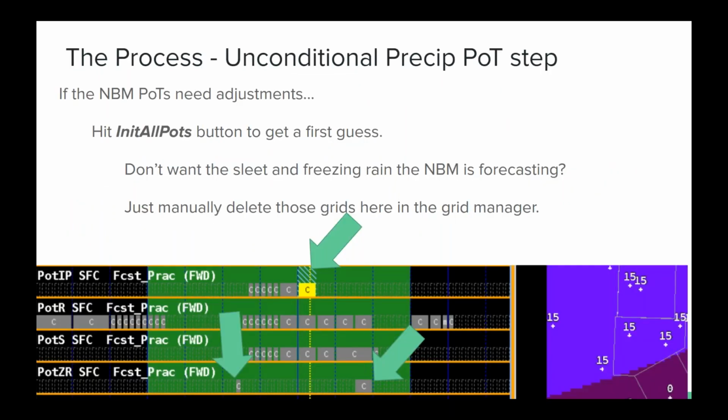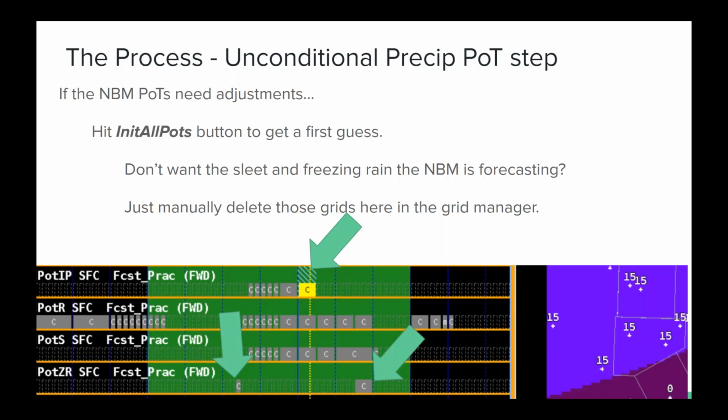So how do you modify these unconditional probabilities? Well, first, to get them in the first place, you're going to hit a button that's called init all PoTs, and that gets the first guess. And it's going to show you where you have snow, sleet, freezing rain, and rain.